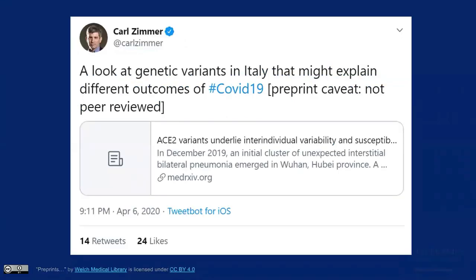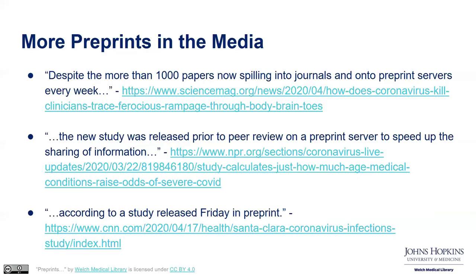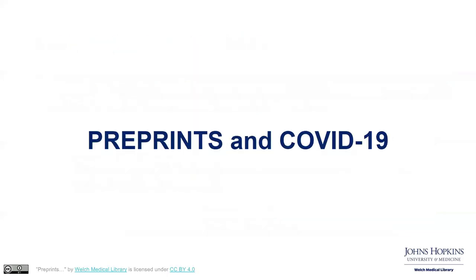So I mentioned signaling. This is a New York Times columnist, a tweet from him talking about a preprint. And you can see his caveat here that it has not been peer-reviewed. These are ways that other media outlets have engaged with preprints and written about them, described them, that might be of interest. So here we have Science Magazine, NPR, CNN. So you're both seeing how they're signaling that they're preprints, but also that the media is seeing a change in the way that science is being disseminated.